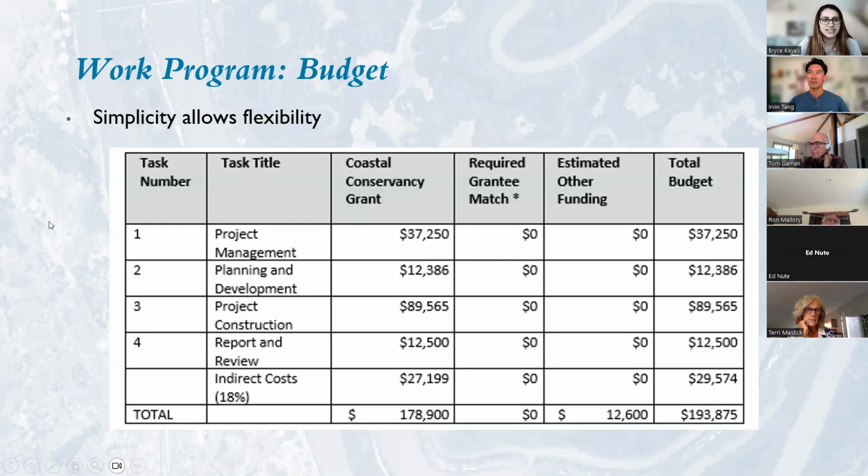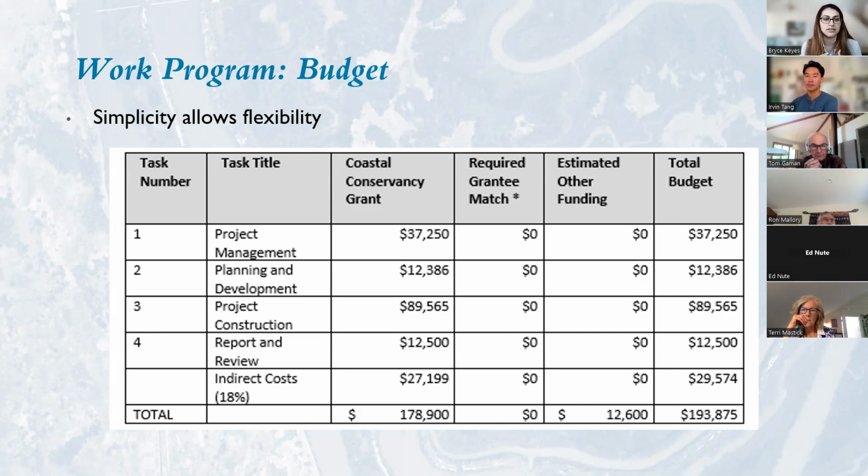Next slide. So here is, in the work program, you're also going to have a budget. And again, it's going to be a budget broken down by task. And this is an example budget where it shows those 4 tasks of project management, some kind of preparation, construction or implementation, and then reporting and review. They also have a line item for indirect costs, and we'll talk about that a little bit later in this presentation. But I just want to really highlight that simplicity in your budget does allow for flexibility.